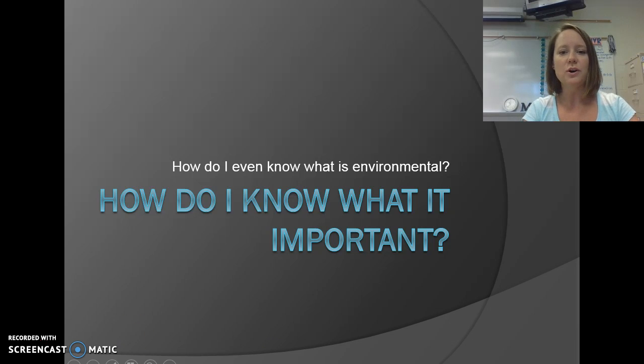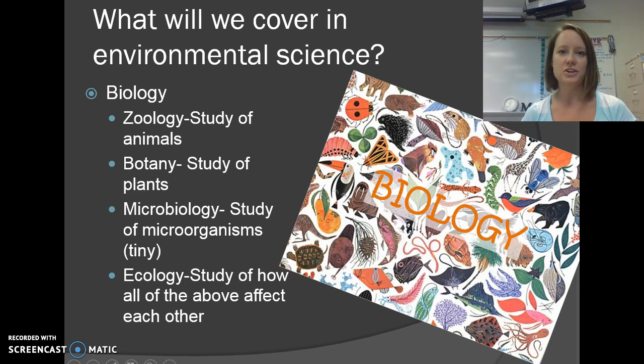So first of all, some of the things that we're going to cover this year in environmental science is a wide variety of branches. The first is biology. We will look at animals. Study of animals is zoology. Botany, which is the study of plants. Microbiology, we'll look at microorganisms such as bacteria and their impact. And then probably the biggest emphasis that we put in our biology portion of the unit is ecology.